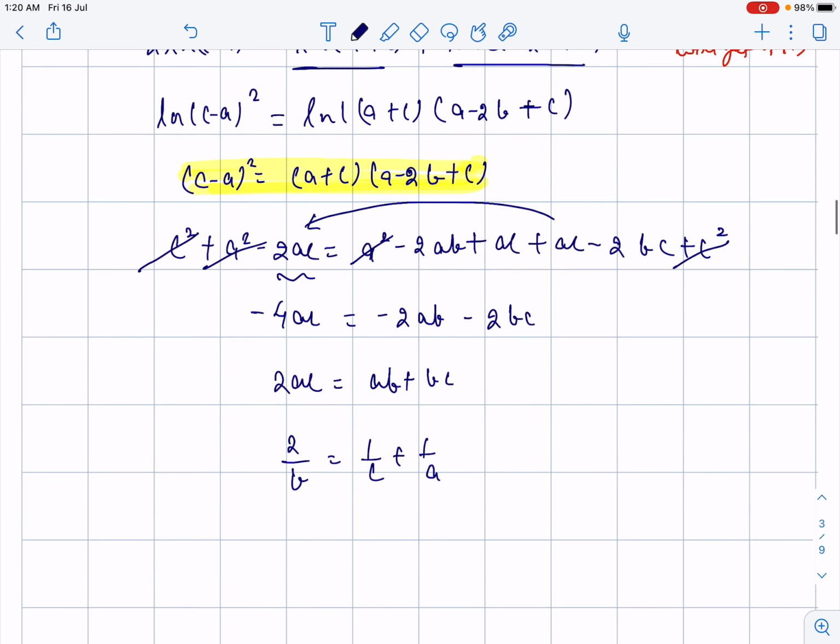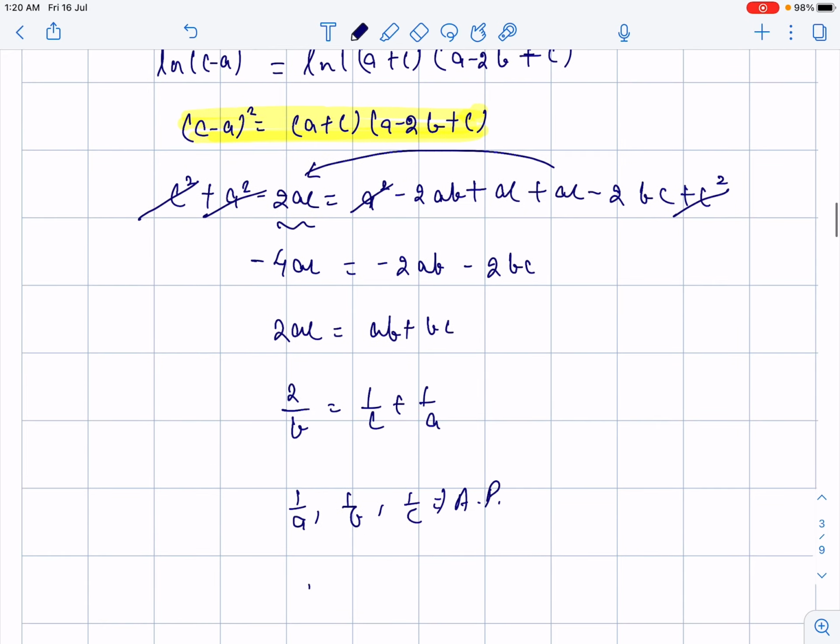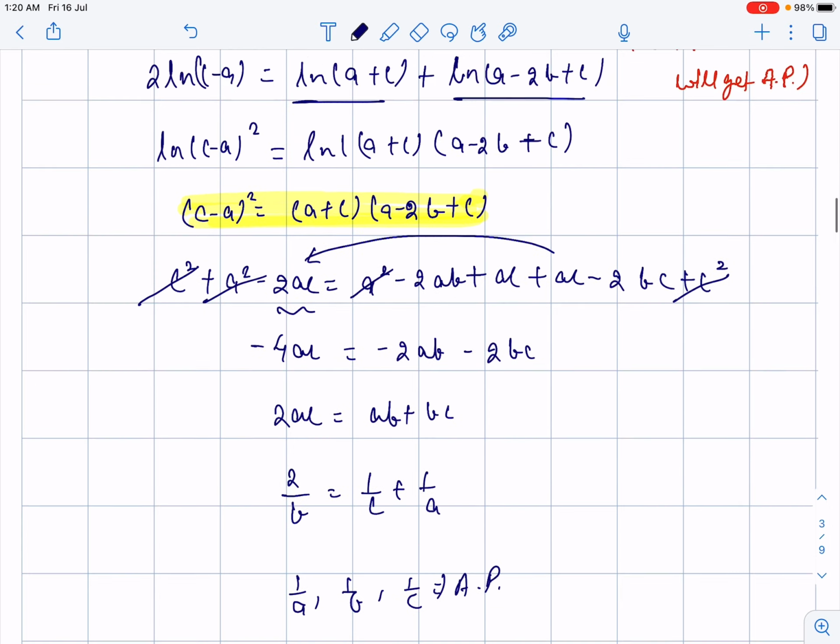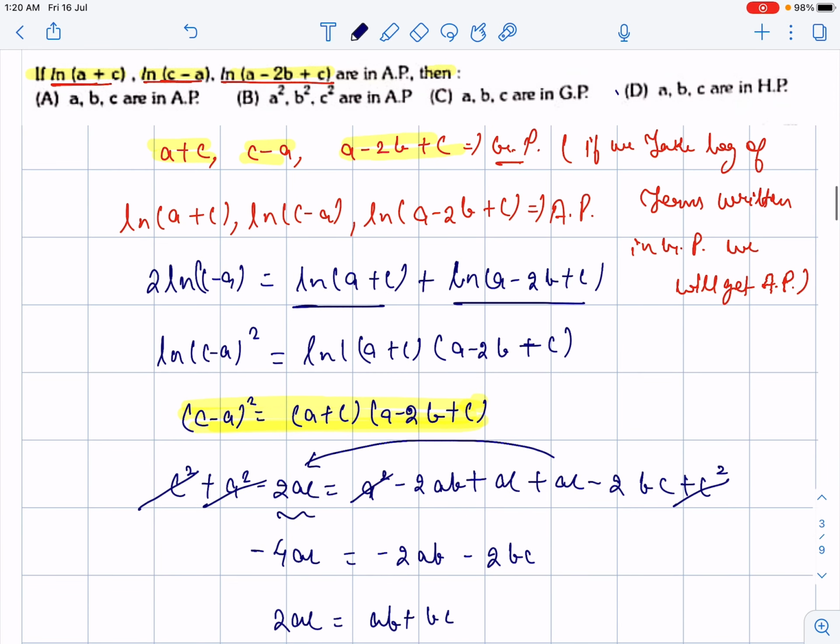That means what, my dear students? 1 upon a, 1 upon b and 1 upon c are in arithmetic progression. So if they are in arithmetic progression, a, b, c will be in what? Harmonic progression. So which option should be marked by us? Option number D should be marked by us.